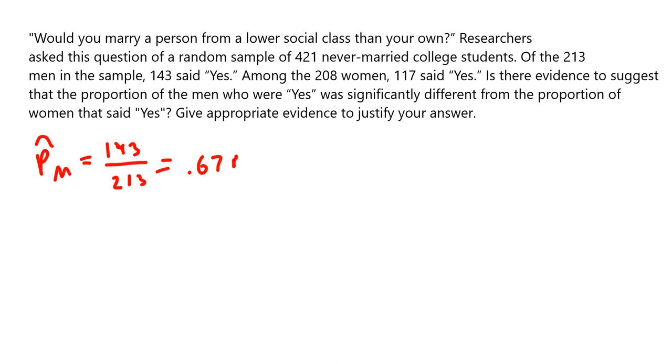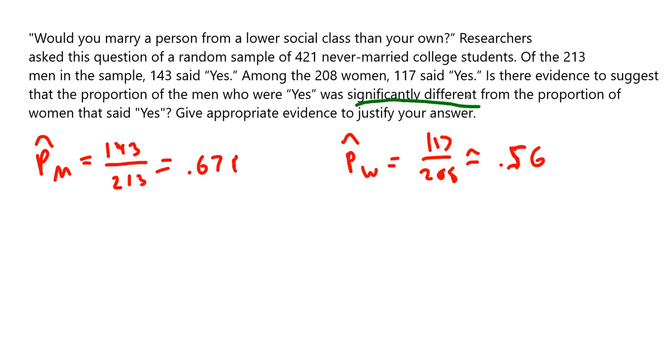Now, among the 208 women, 117 said yes. You can calculate a second p hat. Your p hat for the women is 117 divided by 208. So let's divide that and see what we get. 117 divided by 208, we get around 0.56.